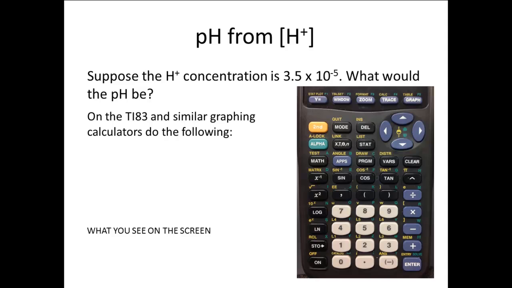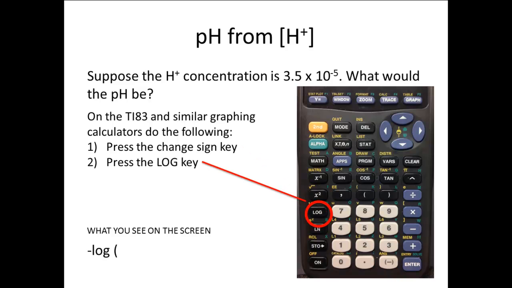Here's a typical graphing calculator, a TI-83. These are the steps to calculate the pH and what you will see on the screen. First, press the change sign key. A negative sign appears on the screen. Be careful not to press the subtraction key. Next, press the log key. Then enter the number.